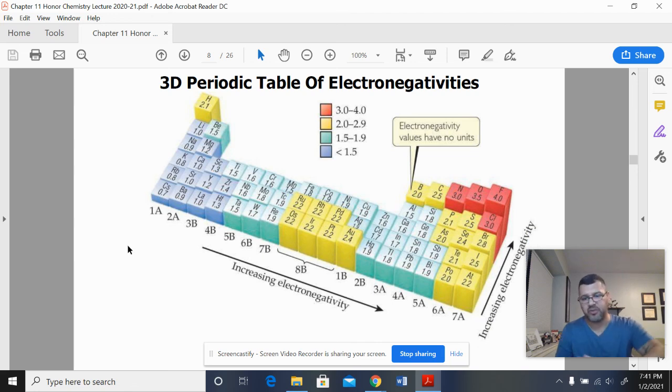And that's how you interpret this: if you have two atoms next to each other, which one is going to gain and which one is going to lose electrons.